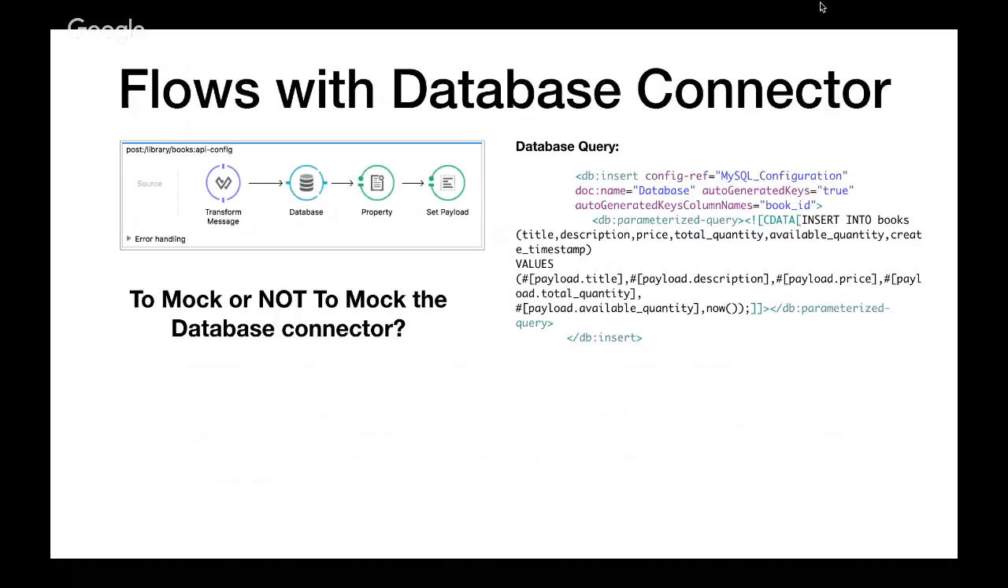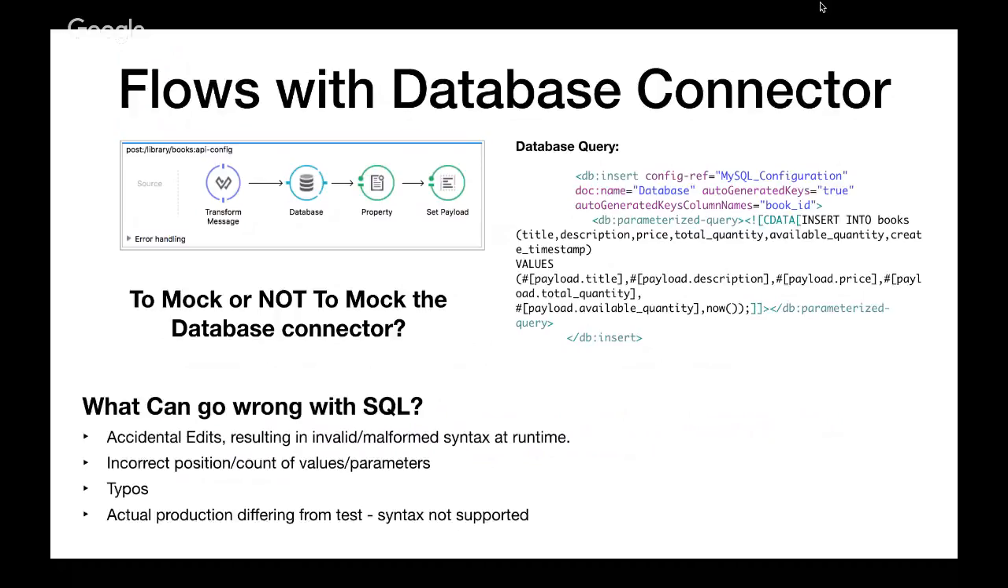So whether we should mock the database connector or not is a good question. What can go wrong with SQL? In my opinion, database connectors are a little different from other connectors. Why? Because in a database connector, we are going to have SQL queries. They can be as simple as select star from books. Okay, that's fine. But sometimes you might have a SQL query which is joining 4 or 5 different tables with some conditions on it, where conditions and all those things.